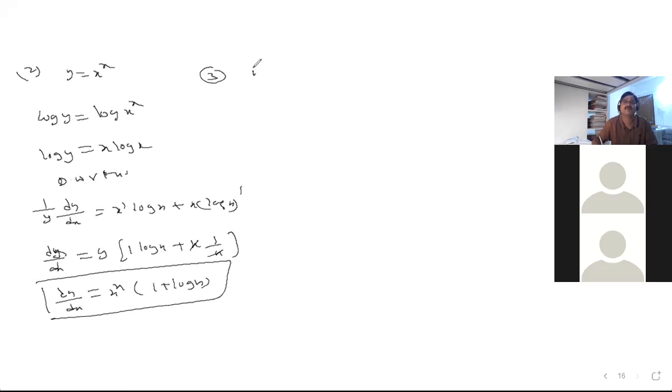Shall I use the formula? Yes, sir. tan x to the power of sin x. Differentiate directly, answer in one step. What to write? tan x to the power of sin x.